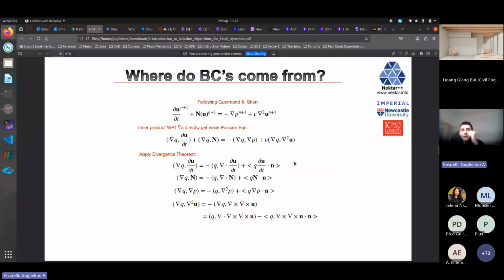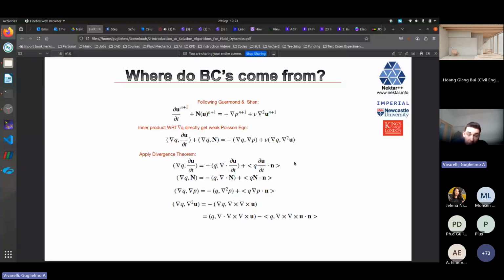So where does it all come from? Mathematicians Guermond and Shen actually showed how you can derive this particular formulation, and this is the part where I would have liked to have been able to write, but never mind. Try and do it by voice only.